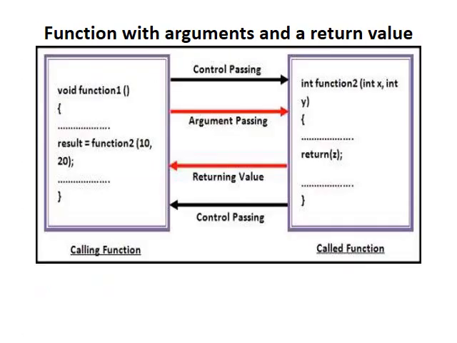Next, type or next way of writing a function is function with the arguments and a return value. So here function takes the argument or input from the calling function, performs the task, then returns the result or the value back to the calling function. In such case, how to call the function is shown here in function 1. Now result equals to function 2 of 10, 20. 10, 20 are the arguments I am passing to the function, that is function 2.